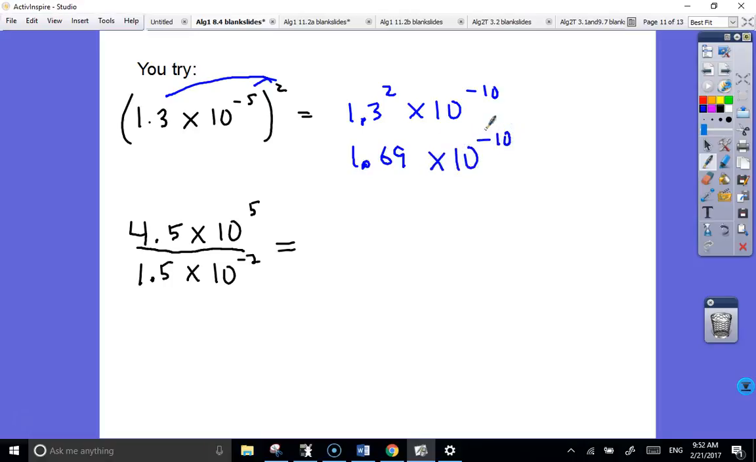How about the second one? Right, so first I've got to divide these two. 4.5 over 1.5. Right, and that's going to be times 10 to the, subtract exponents, what do you get? 7. So this is 3 times 10 to the 7th.